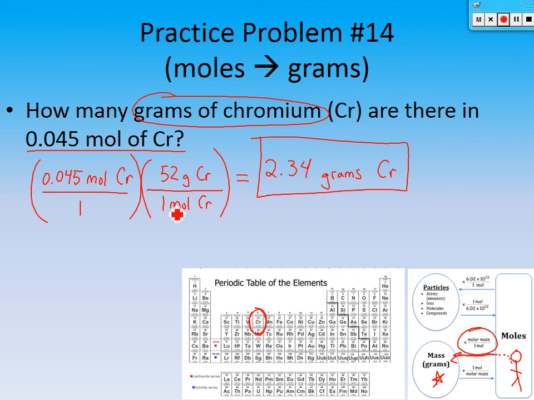You can figure that out right here, over 1 mole of chromium. Your moles of chromium cancel out. And when you times that through, you should get 2.34 grams of chromium.